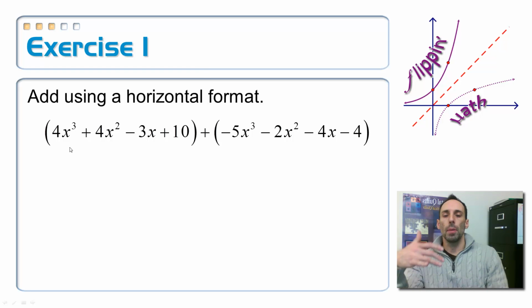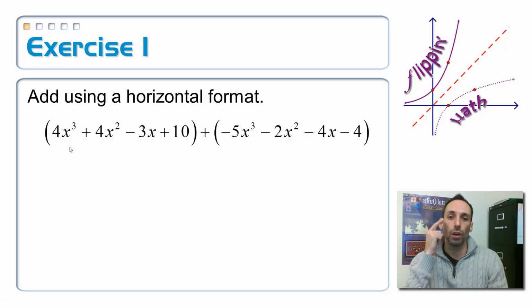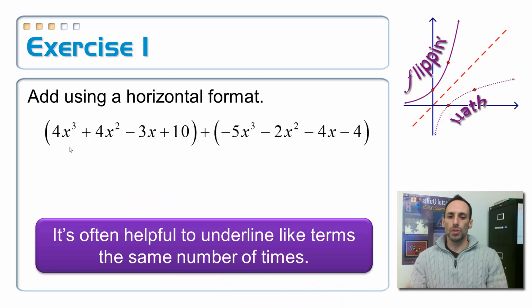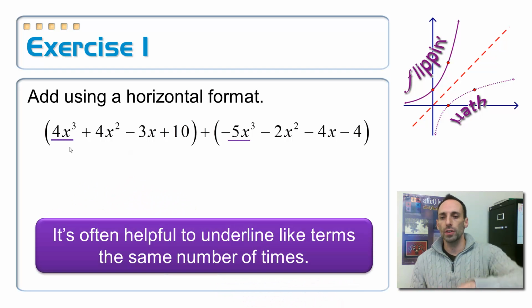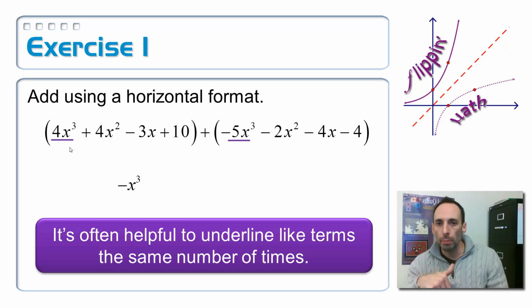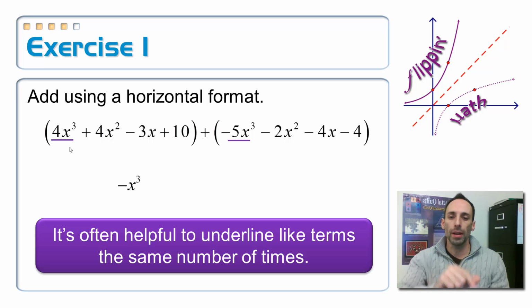Okay, so my suggestion is whenever you're adding these things, it might be helpful, at least for your eyeball, to underline like terms, the same number of underlines, or you put some sort of symbol, boxes, circles, whatever. Okay, so that's the hint here. So for example, the 4x cubed is a like term with the negative 5x cubed. I underline them both once, and I just combine them by adding up the coefficients. 4 minus 5, I get a negative x cubed. Again, the power doesn't change on that.